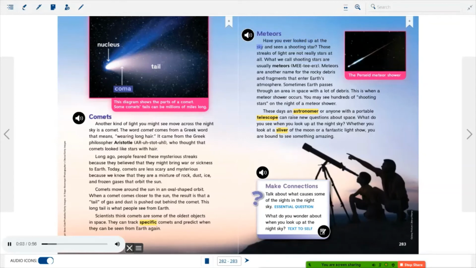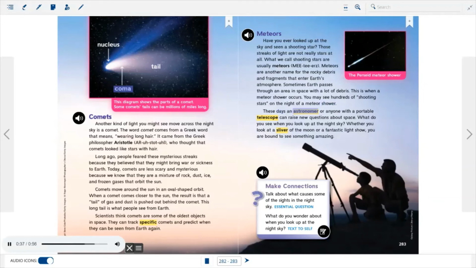Meteors. Have you ever looked up at the sky and seen a shooting star? Those streaks of light are not really stars at all. What we call shooting stars are usually meteors. Meteors are another name for the rocky debris and fragments that enter Earth's atmosphere. Sometimes Earth passes through an area in space with a lot of debris. This is when a meteor shower occurs. You may see hundreds of shooting stars on the night of a meteor shower.